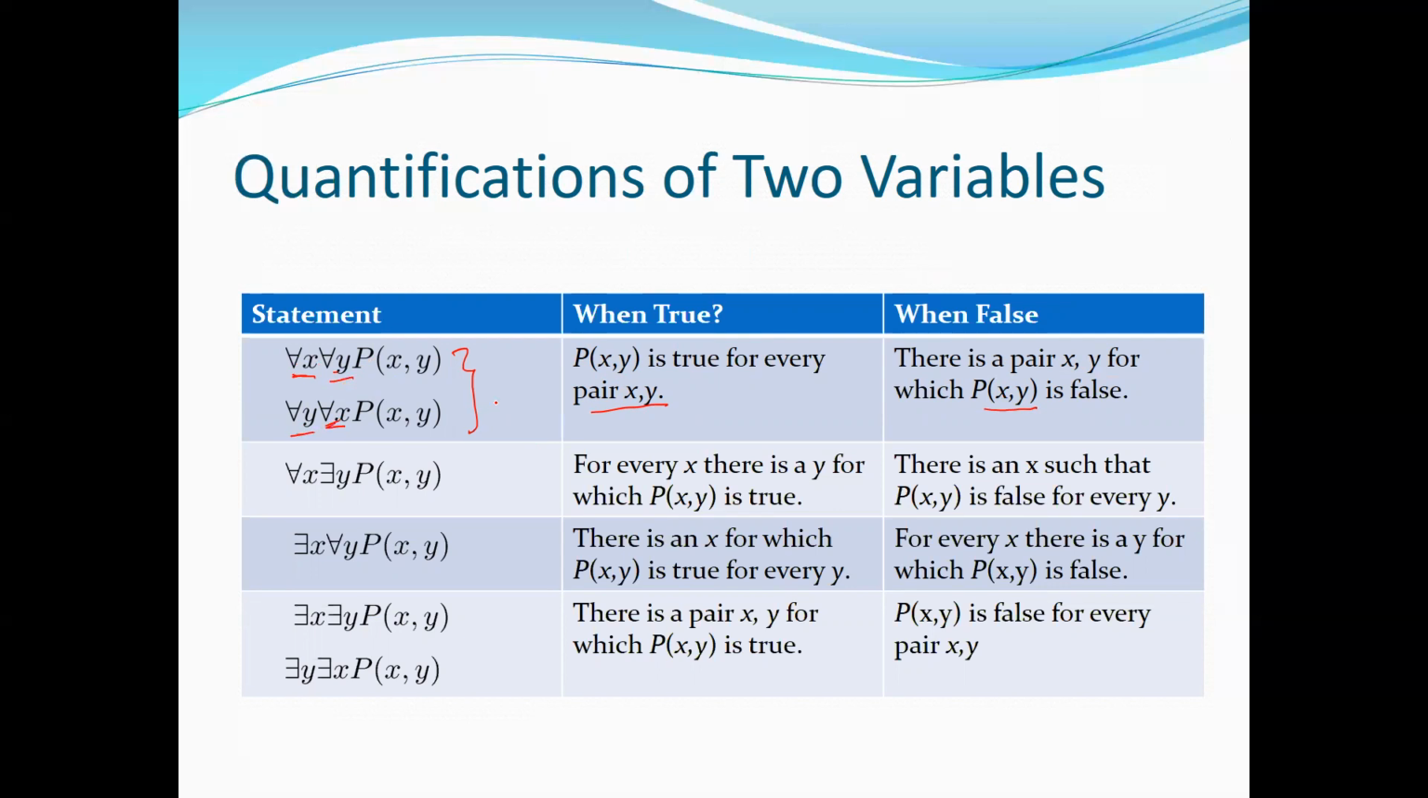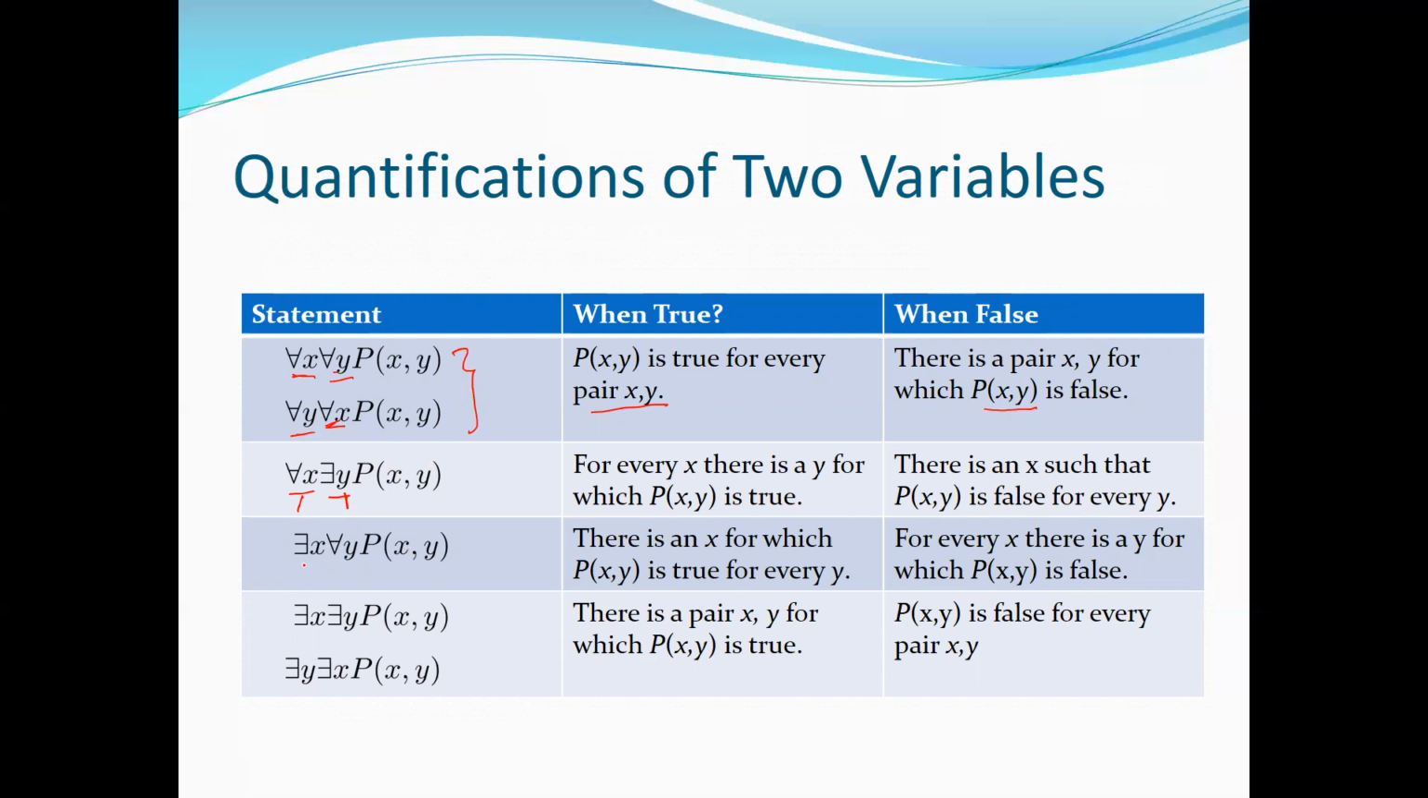Clear? Now, for all x there exists some y, P of x comma y. When will it be true? It will be true for every x: there is a y value for which P of x comma y is true. So for all the x values in the domain, there is one y for which this becomes true. And it will be false when there is an x such that P of x comma y is false for every y. So this becomes false when there is an x for which, for every value of y, this is false.